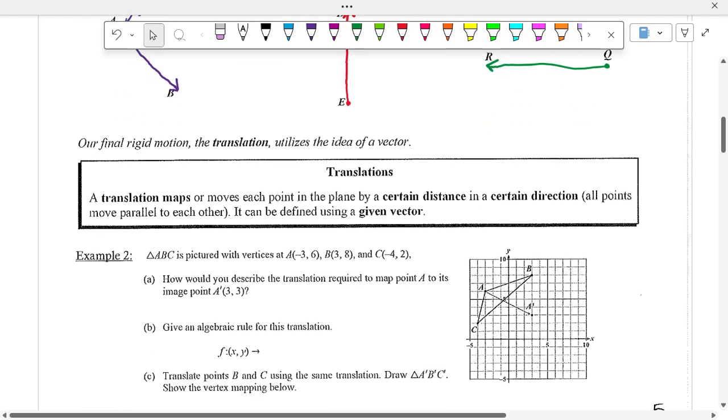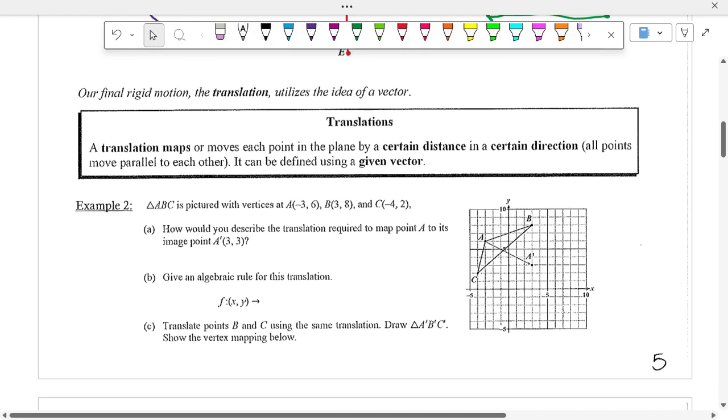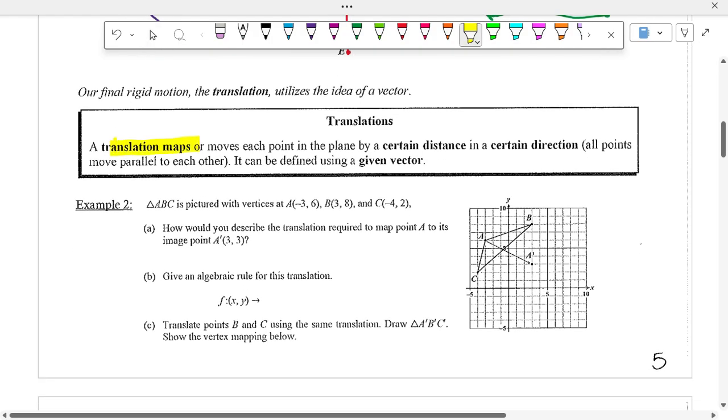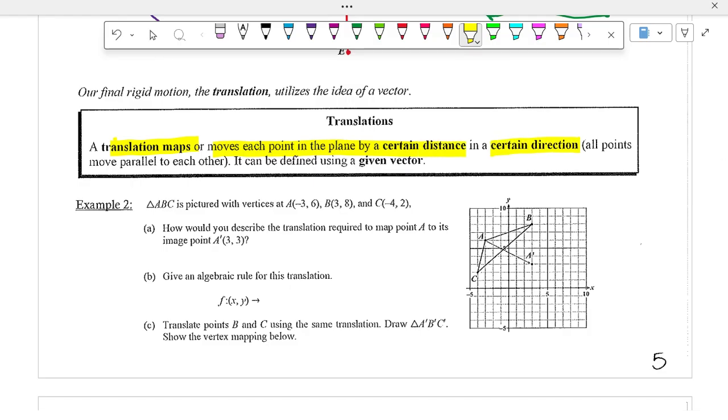Now, why are vectors important? It's because translations use vectors to show where the figure is going to end up. Or it basically shows us what we did to get from point A to point B. That could be anything from up, down, left, or right. So a translation maps or moves each point in the plane by a certain distance in certain directions, and it's given by the given vector.